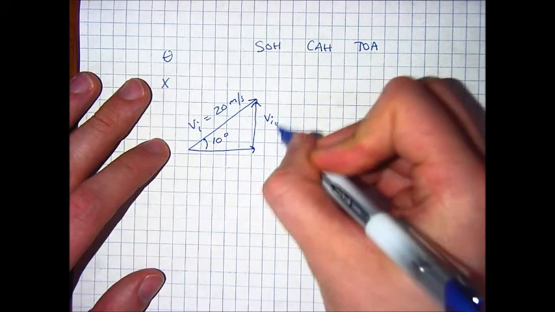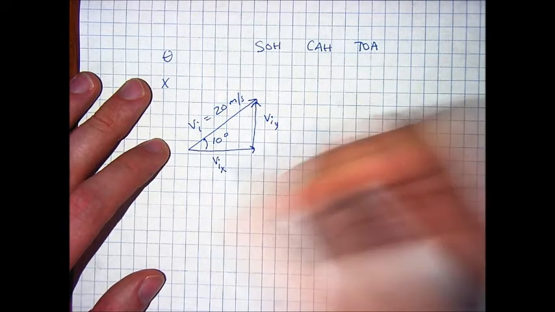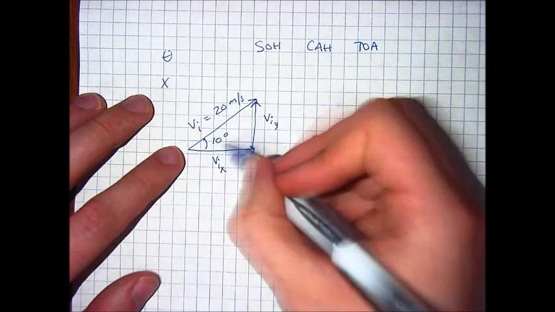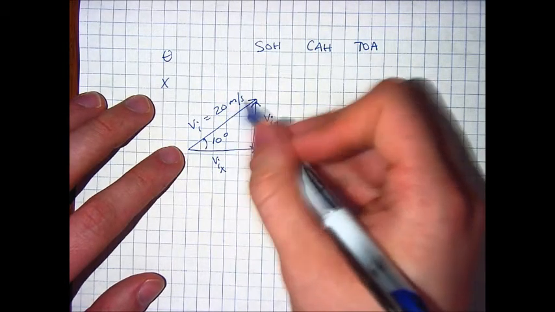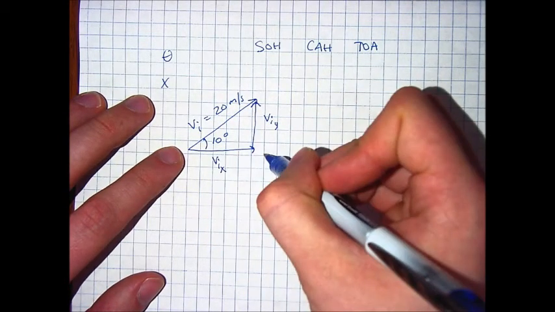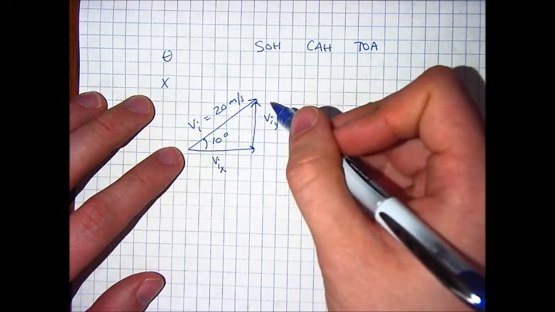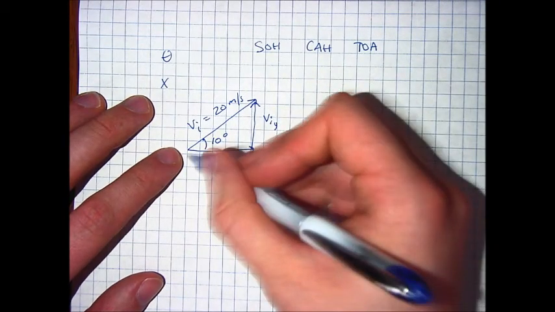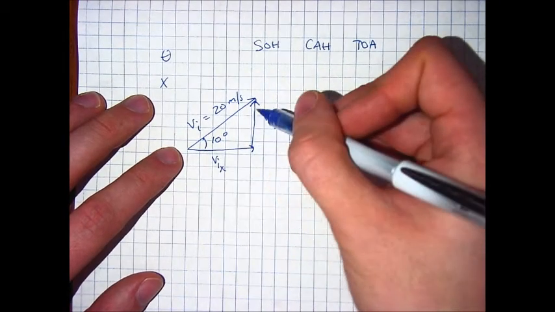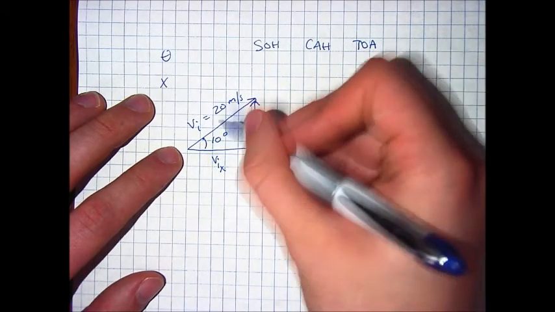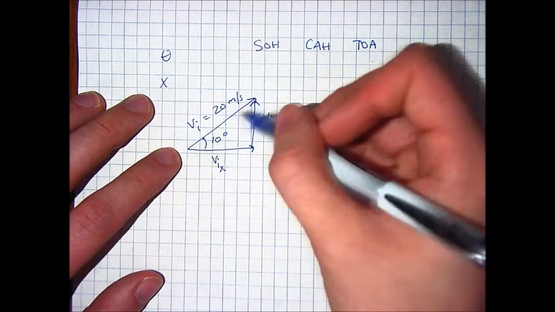This is the y component, and this is the x component. What that means is that there's some component of this 20 meters per second that's going to the right, and there's some component that's going up. When you throw something, you're partially throwing it to the right, and you're partially throwing it up. And combined, it makes this vector here, the initial velocity.